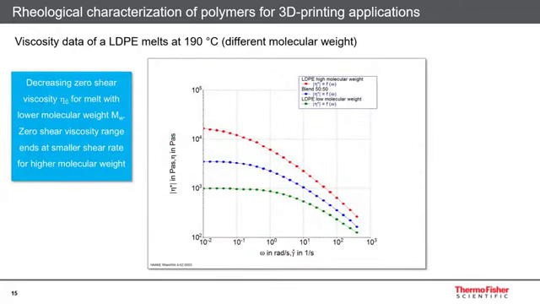So on this slide, the comparison of the viscosity curves for three different low-density polyethylene samples, all tested at 190 degrees centigrade, are presented. We are comparing a high molecular weight material, a low molecular weight material, and the blue sample is a 50-50 blend of the high molecular and the low molecular weight sample. We can clearly see the effect of average molecular weight on the viscosity. Especially at low shear rates in the range of the zero shear viscosity, the differences become very obvious. At higher shear rates, the influence of the molecular weight is decreasing and the curves are moving closer together.